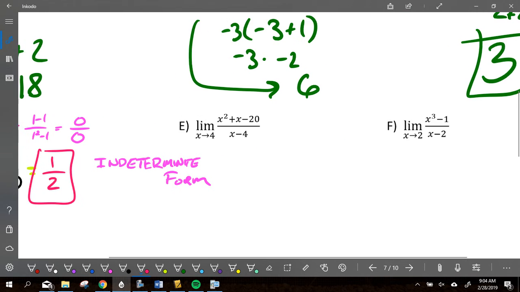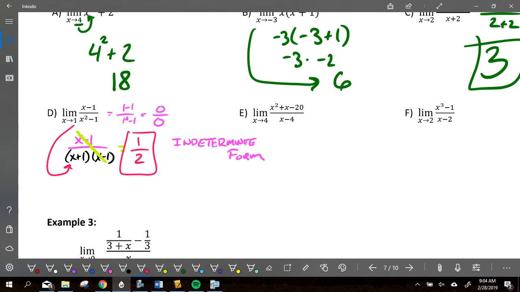Try E and F doing the same thing. We plugged in. We got 0 over 0. So we looked at it. We're like, oh, we can factor it. We factored. We canceled. We plugged back in.